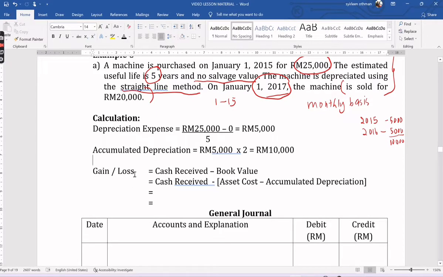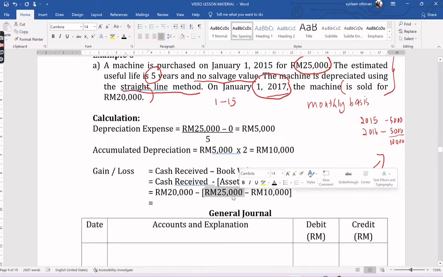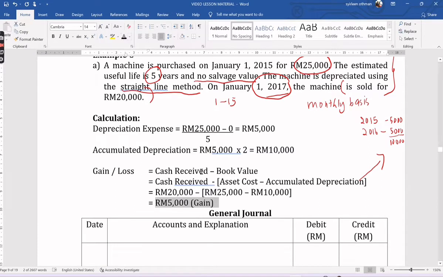Okay, so kita nak tengok whether we are getting a gain or loss. Kita akan tengok the cash received minus the asset cost minus accumulated depreciation. So sebab 2017 there is no depreciation expense at all, so accumulated depreciation to the date is only 10,000 here. Okay, so the cash we receive upon the sales, kita jual 20,000. So kita akan letak 20,000 minus, this is the cost of the actual asset, asset yang lama yang kita beli tu, dan kita minus the accumulated depreciation to the date. Okay, so now kita akan dapat gain of 5,000 ringgit. So that one will appear in your journal entry.